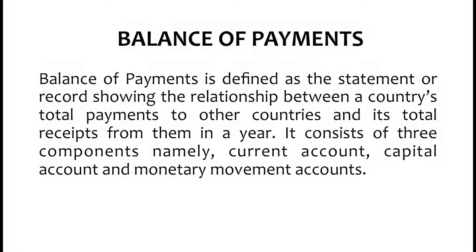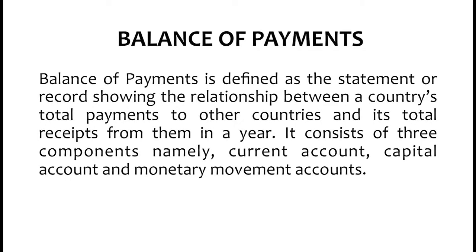Then we go to the next item, which is balance of payment. We have dealt with balance of trade. Now we go to balance of payment. Just like you can hear, payment, this deals with what we call payment. So it is defined as the statement of record showing the relationship between a country's total payment to other countries and its total receipts from them in a year.